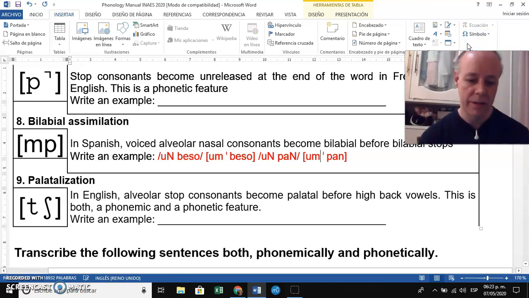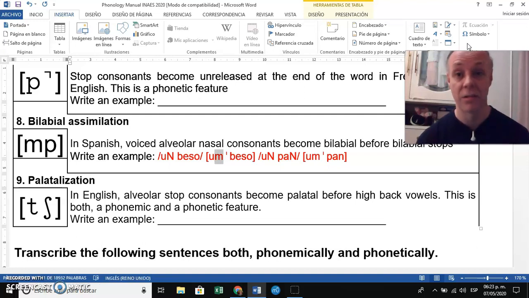Notice that here the B is strong. Why is it strong and not spirantized? Because of the consonant. The previous consonant is a nasal consonant. Nasal consonants make the B, the G, and the D strong.